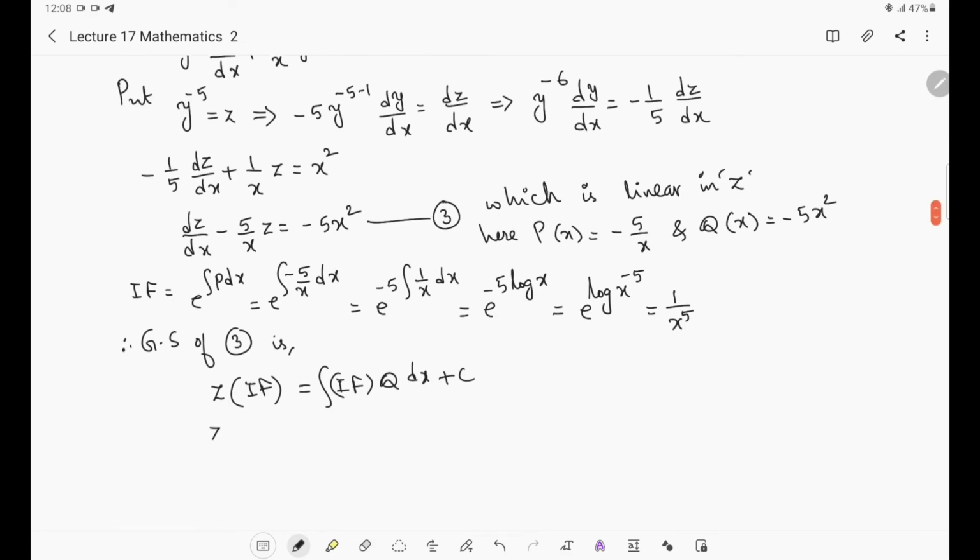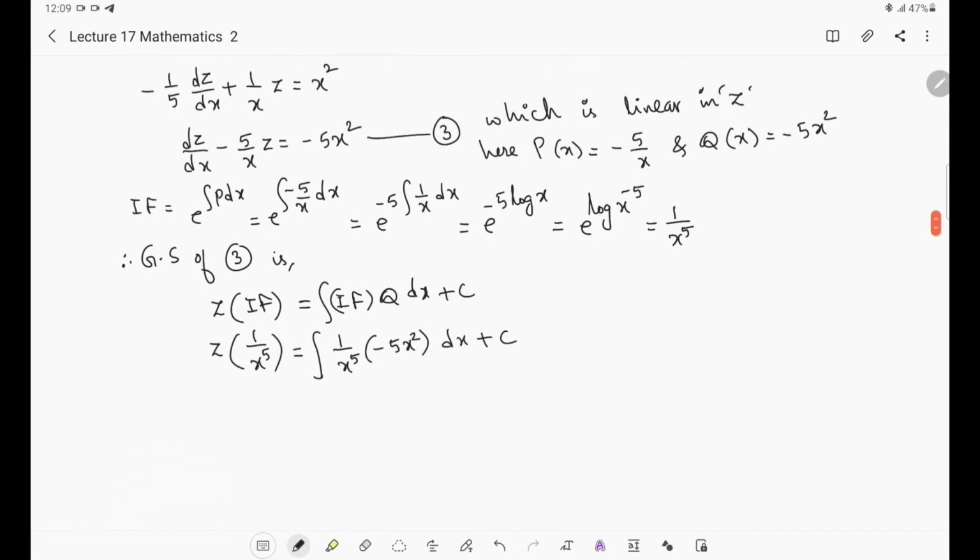So z into, what is integrating factor? Just now we got the integrating factor, it is 1 by x power 5. So it is 1 by x power 5 equals to integration 1 by x power 5. What is q? q is minus 5x square. So here we will get minus 5x square into dx plus c, right? Now minus 5, we have to integrate this. This z into 1 by x power 5 will be as it is.